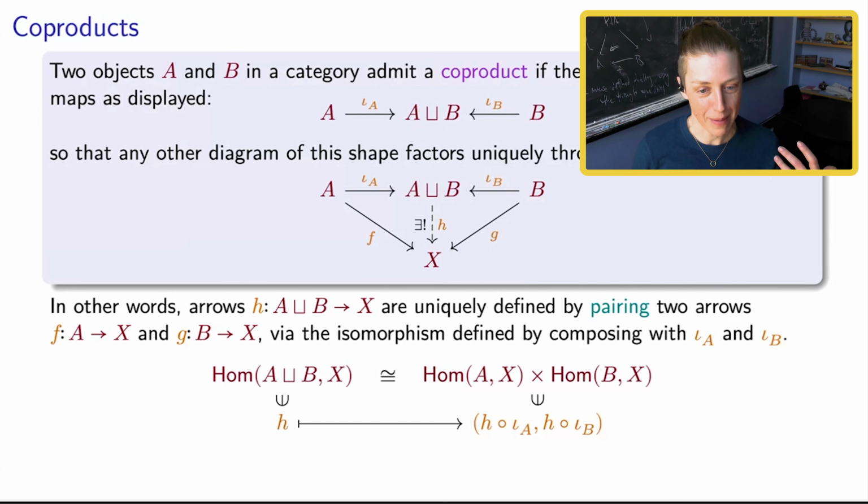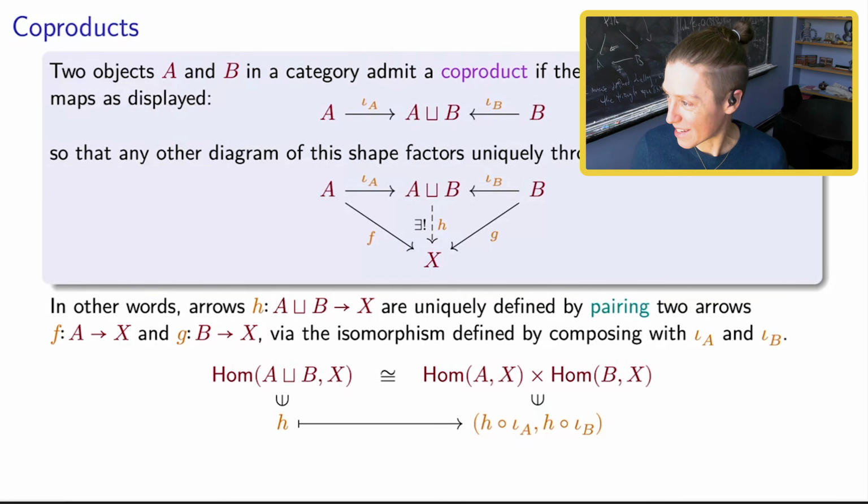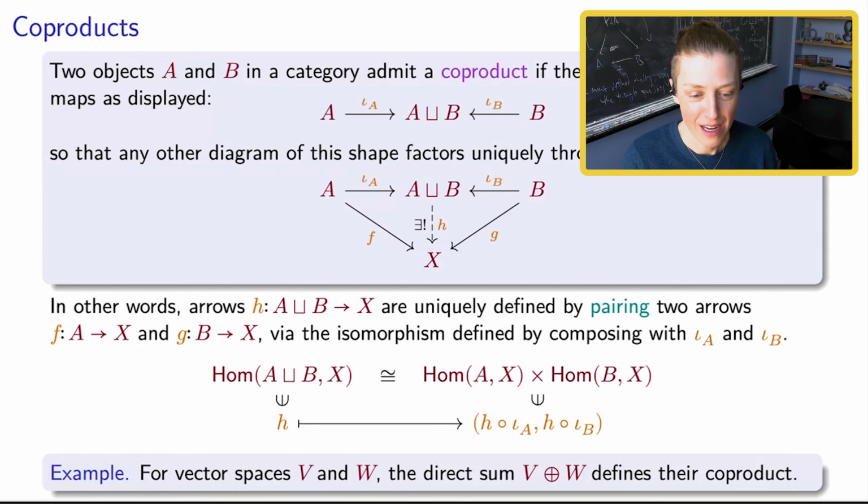So if I take a map out of the coproduct and I restrict along these two pieces, then I have a map from A to X and a map from B to X, and this operation is a bijection, or an isomorphism. So I can decompose maps out of the coproduct into two different pieces. I can sort of argue by cases or argue by pairing two arrows together. Okay, so that's the defining property of a coproduct, and we've seen an example.